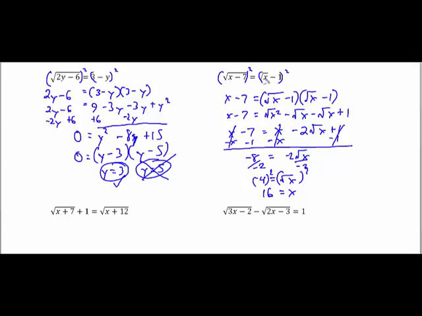Okay, let's try this one. Square root of 16, minus 1. Let's see, square root of 16 is 4. 4 minus 1 is 3. Hey, it works! That is very good, very good that nothing came up weird there.